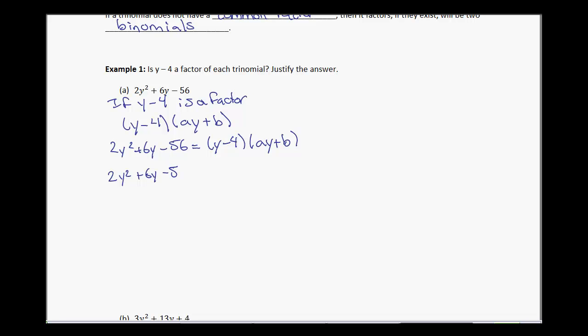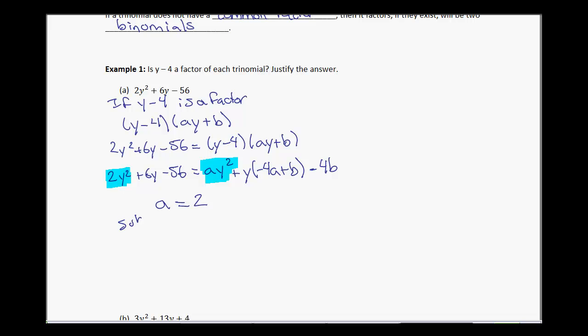So let's go ahead and distribute those two binomials, and we're going to get 2y squared plus 6y minus 56, and we'll have ay squared plus y times minus 4a plus b when we distribute that out. And our last will be minus 4b. So comparing these two, you can notice that our 2y squared and our ay squared are supposed to match up. So we can say that our a equals 2 in this case. But we need to find the value for b as well to complete our binomials.